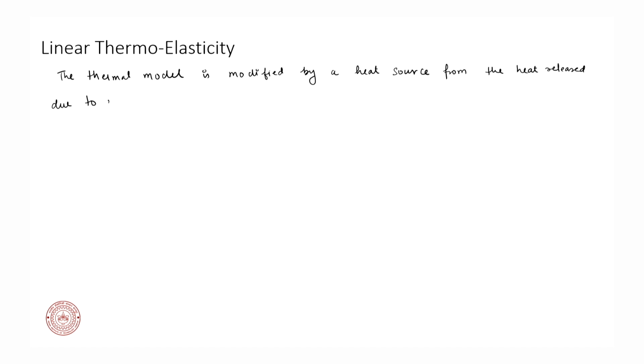So the thermal model that we have studied earlier was driven by Fourier's law, and the heat diffusion equation is modified by a heat source from the heat released due to dissipation of strain energy.